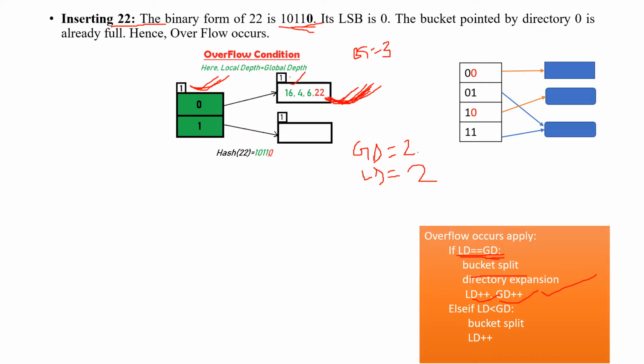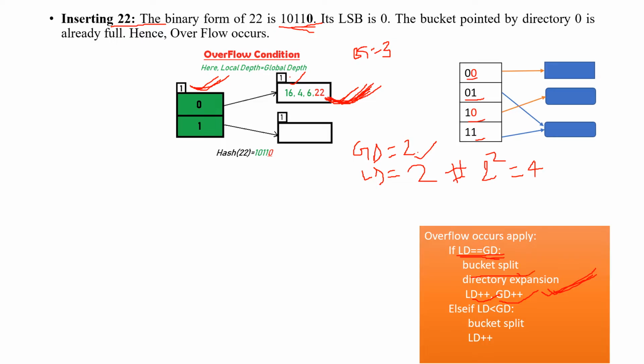Then tell me the number of directories. The number of directories is what? 2 to the power global depth, and the global depth value is 2. So the total is 4. If you convert this into binary, you will get 00, 01, 10 and 11. So these 4 directories you are getting because your global depth is now 2. This is called directory expansion.